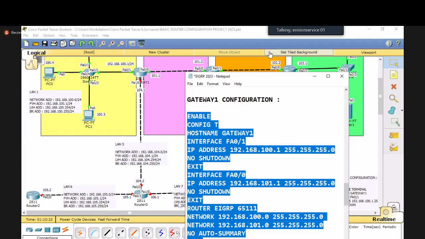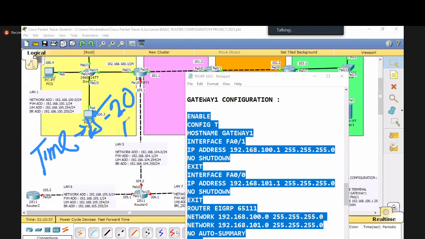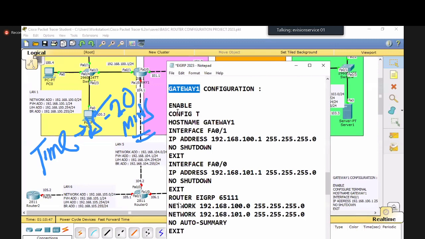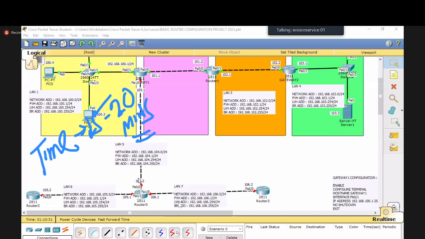Complete it. I'm giving you 15 to 20 minutes to complete it. Send me the configurations directly in the chat box. And make sure that you give the heading first, then you write the commands. Right. So do it fast.